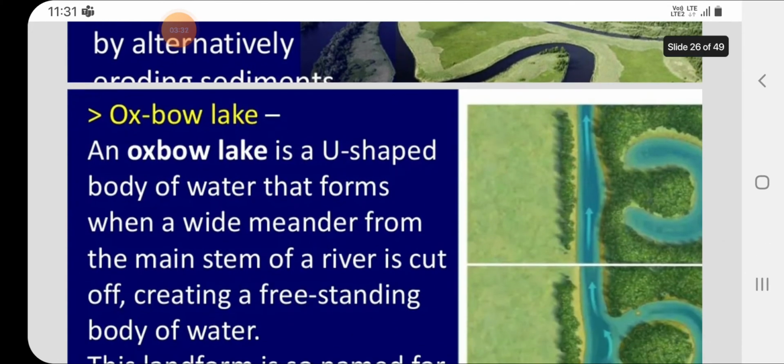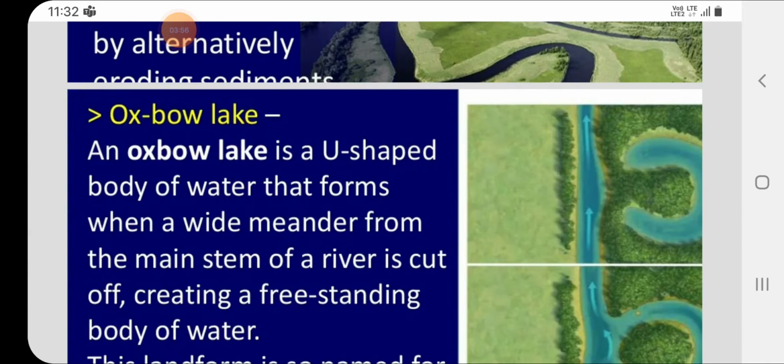Due to continuous erosion and deposition along the sides of the meander, the ends of the meander loop come closer and closer. In due course of time, the meander loop cuts off from the river and forms a cut-off lake, also called an Oxbow Lake. An Oxbow Lake is a U-shaped body of water.